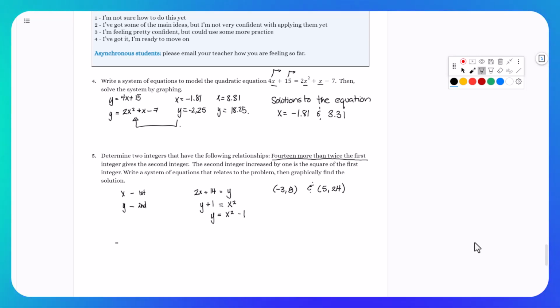And you can verify that you've done this correctly by making sure the left-hand side equals the right-hand side. In other words, we want to show that 2x plus 14 equals y. And we want to show that y equals x squared minus 1. And we want to do it for both of these points. We want to test -3 and 8, and we want to test 5 and 24.